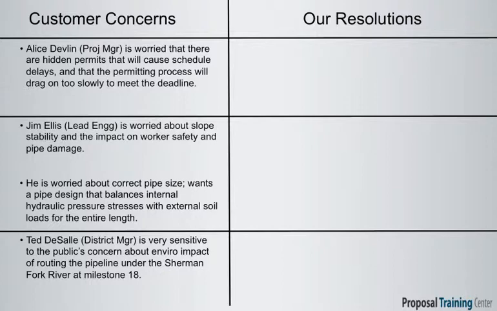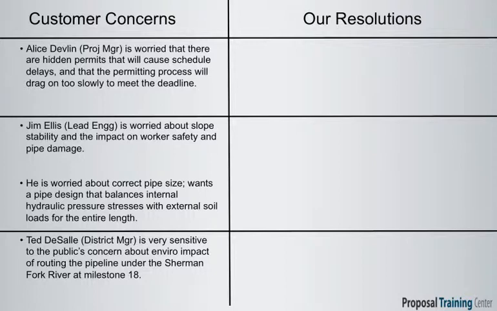He turned out to be the top decision maker. He was very sensitive to the public's concern about environmental impact of routing the pipeline under the pristine trout stream known as the Sherman Fork River at Milestone 18. There were a couple of other people, but this will serve as a good example for now.